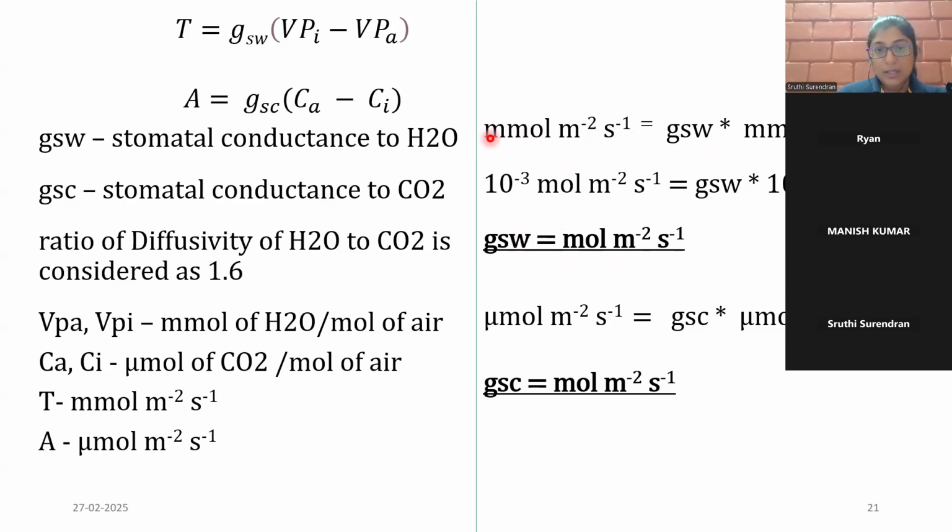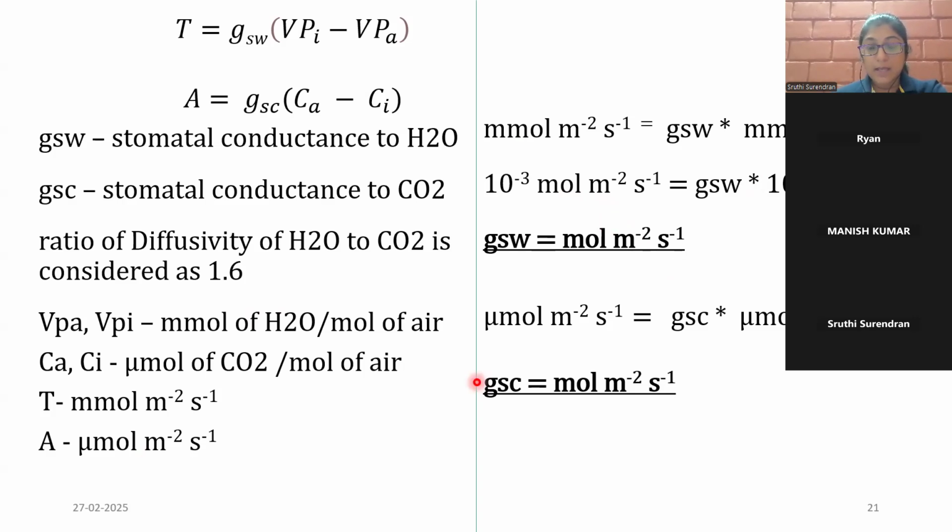So from this calculation, here I have converted millimoles into moles by multiplying it with 10 to the power minus 3. So 10 to the power minus 3 moles per meter square per second is equal to the stomatal conductance into vapor pressure deficit, which is again in moles per mole. So this moles per mole will get cancelled, 10 to the power minus 3 and 10 to the power minus 3 will get cancelled. And finally, we will get the unit of stomatal conductance to water in terms of moles per meter square per second. So from here, we understand that the unit of stomatal conductance to water will be moles per meter square per second.